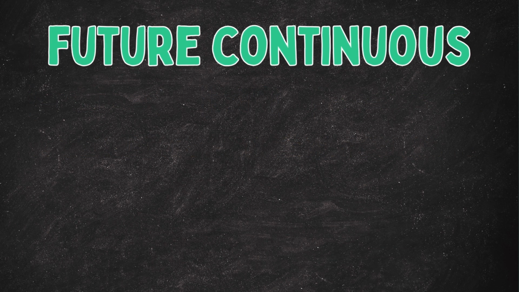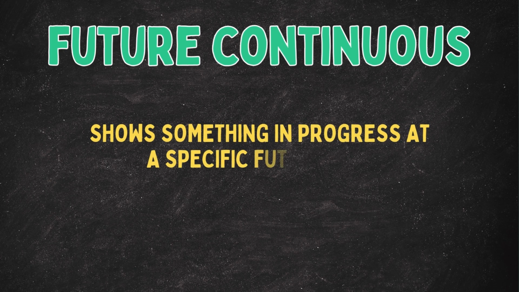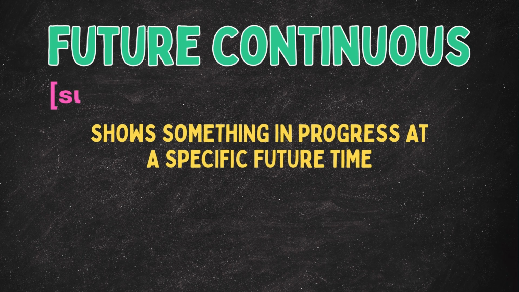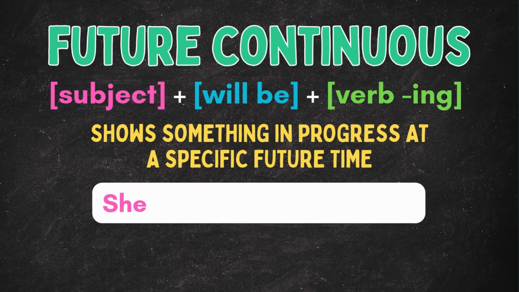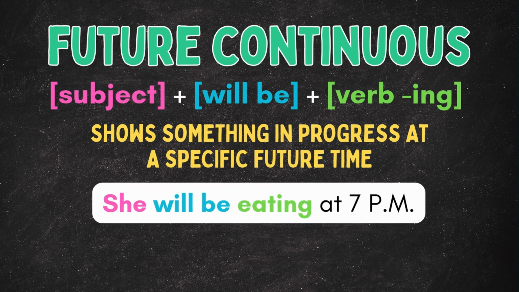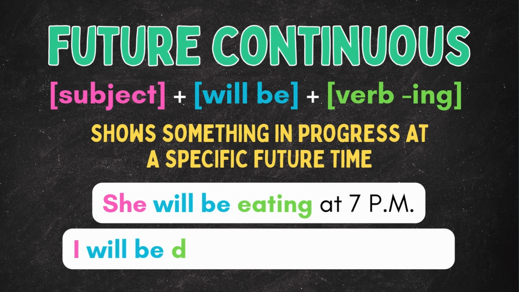Future continuous. The future continuous shows something in progress at a specific future time. The sentence structure consists of subject plus will be plus verb with ing. For example, she will be eating at 7 p.m. I will be drinking coffee at noon.